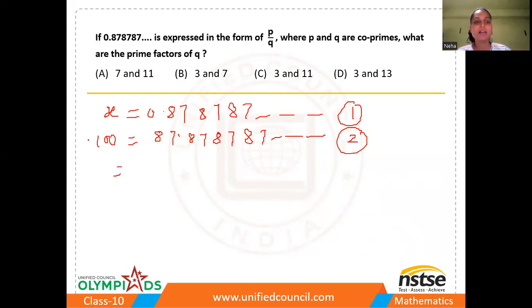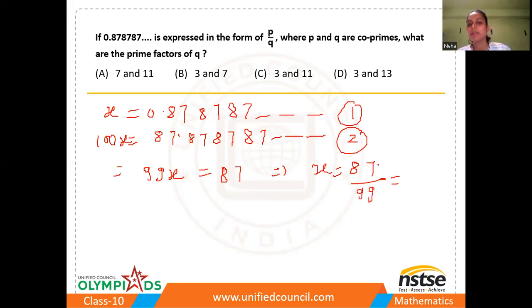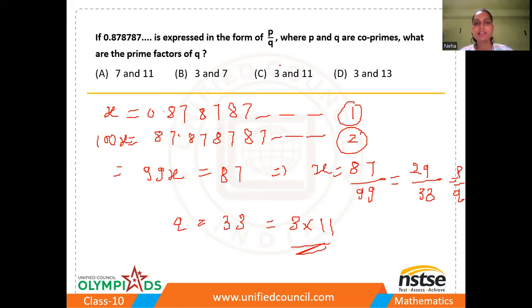So it becomes 100x minus x, that means 99x, and this becomes 87. So x is nothing but equal to 87 over 99. If I simplify this with 3, it becomes 29 over 33. This is nothing but P by Q. The question is asking for the factors of Q. So Q is 33, which I can write as 3 multiplied by 11. So 3 and 11, yes, option C is the right answer.